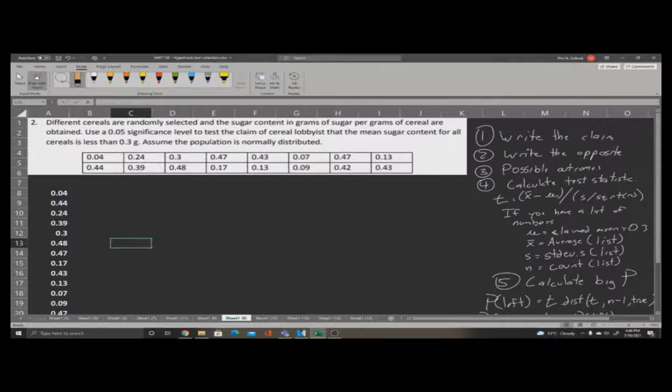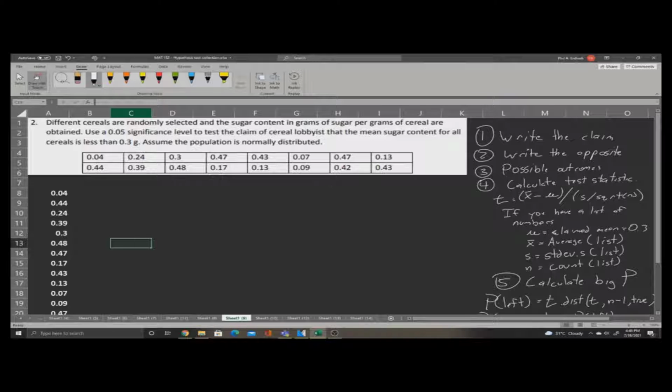Here we'll do another hypothesis test with this question. Different cereals are randomly selected and the sugar content in grams of sugar per grams of cereal are obtained. Use a 0.05 significance level to test the claim of cereal lobbyists that the mean sugar content for all cereals is less than 0.3.